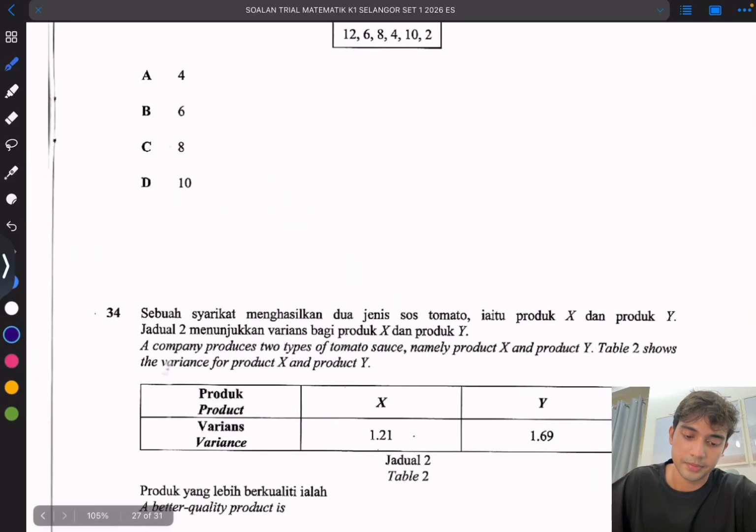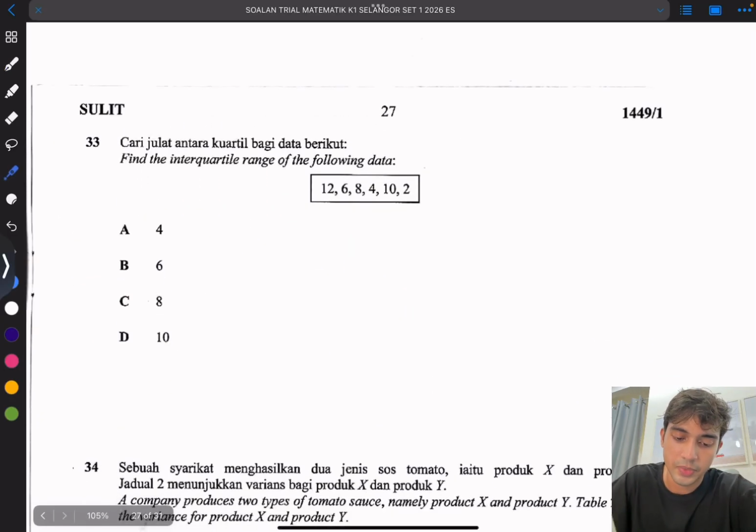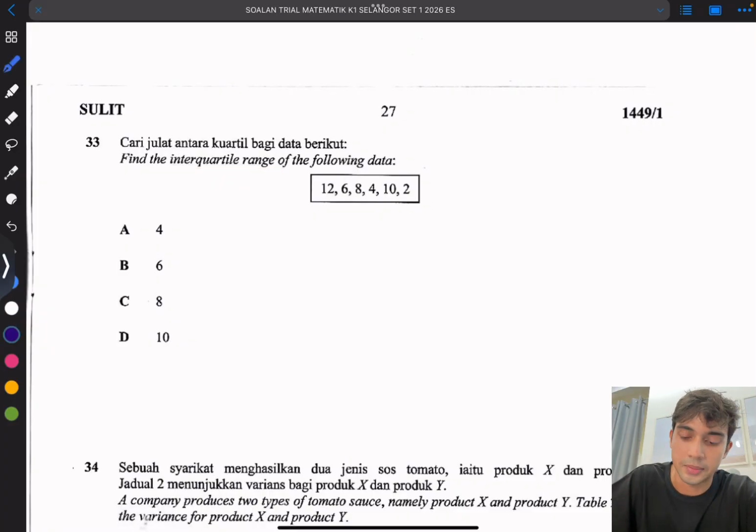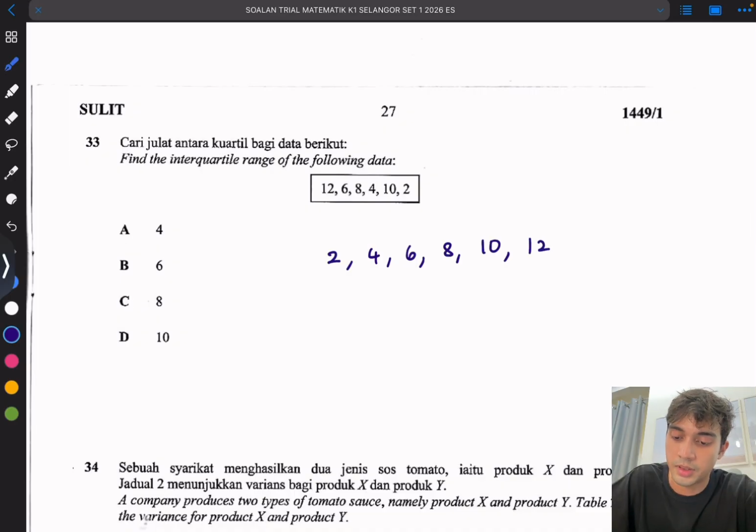Next question. 33. Find the interquartile range of the following data. Okay. So first, to find the interquartile range, we arrange it in ascending order first. So 2, 4, 6, 8, 10 and 12.